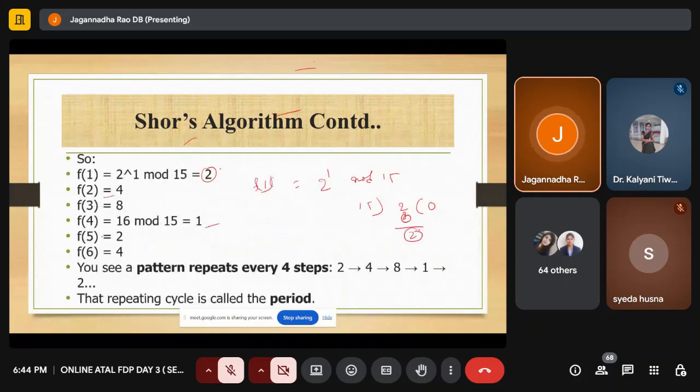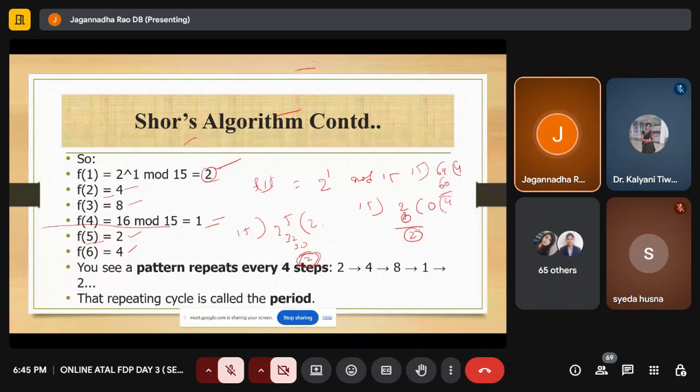Next go to f of 5. F of 5 means 2 power 5 mod 15. What is 2 power 5? 32. 32 means 15 twos are 30, and the remainder is 2. Just observe this 2. We already had 2 in the first attempt. So in f of 1 the remainder is 2, next remainder is 4, next remainder is 8, next remainder is 1. If you go after this, for f of 6 again 4 comes. If you want, you can cross-check: 32 twos are 64, so f of 6 is 64, and 15 fours are 60, remainder 4.